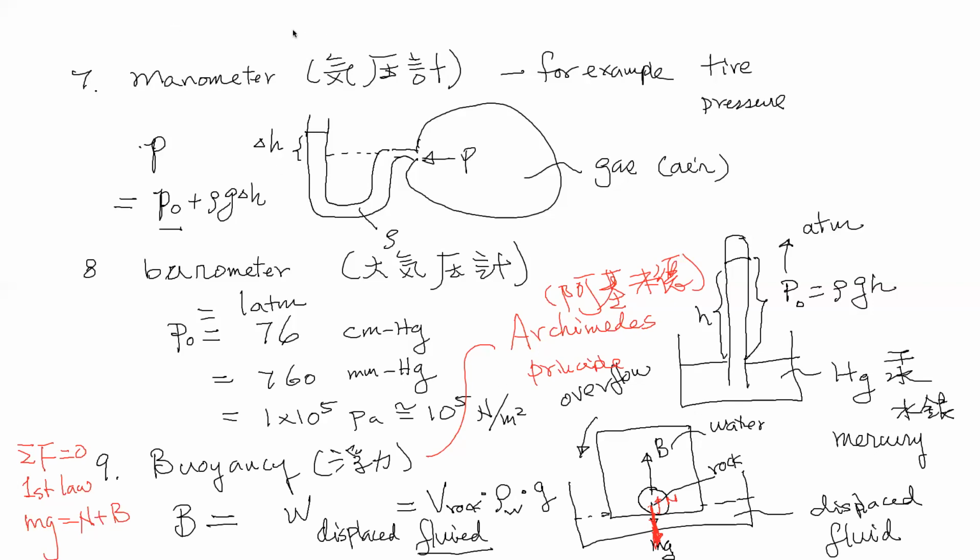Okay, we're gonna talk about the fluid. Number 10. We're gonna talk about mass flow rate. Okay, so mass flow rate. So mass flow rate is delta M, right? So just a segment of mass and then delta T, right?